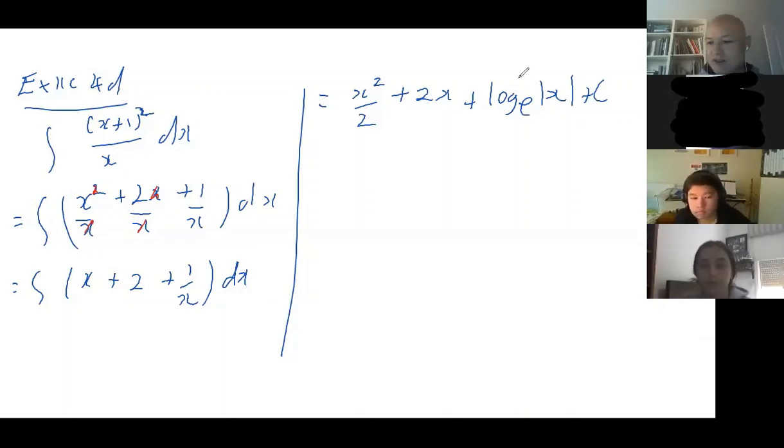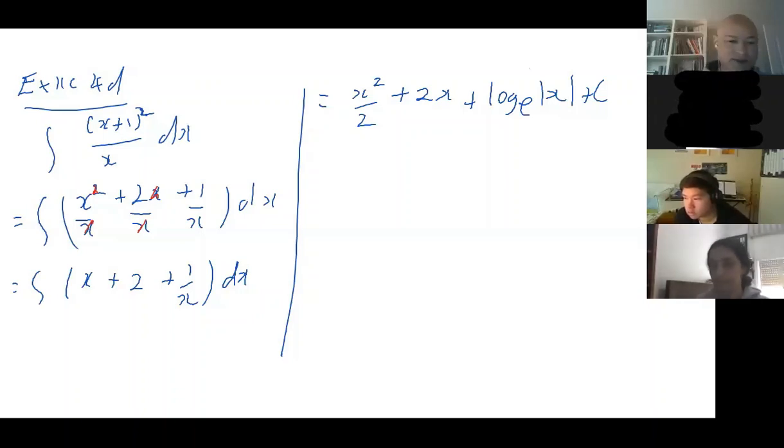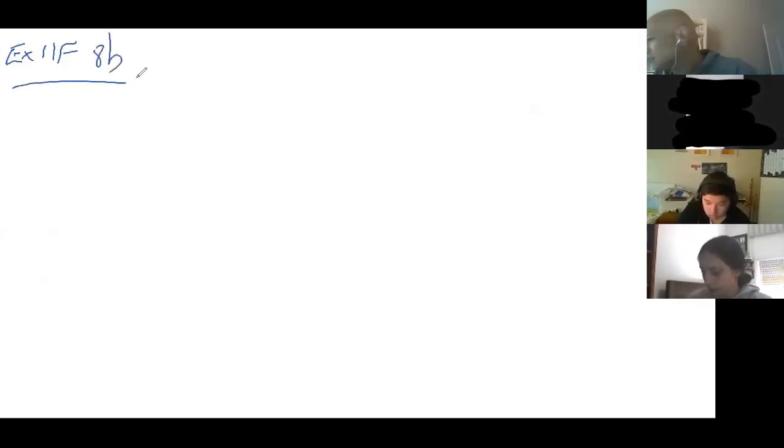Okay, my next question that I'll be doing is 11F 8B. Probably should have done them in order, but I just wrote them as people gave them to me. So, let me just clear this one. Everyone finished copying this one down? Okay. So this one is exercise 11F, question 8B.